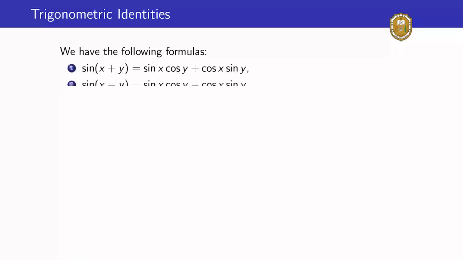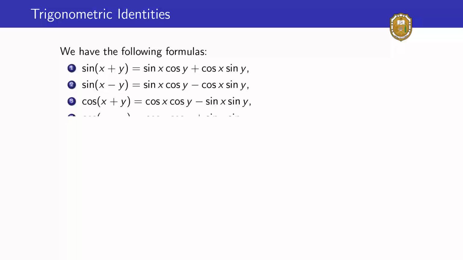Formula 2 is called the subtraction formula for sine. So we have here that sin(x - y) can be written as sin x cos y - cos x sin y. Formula number 3 is called the addition formula for cosine. So it says cos(x + y) can be written as cos x cos y - sin x sin y.